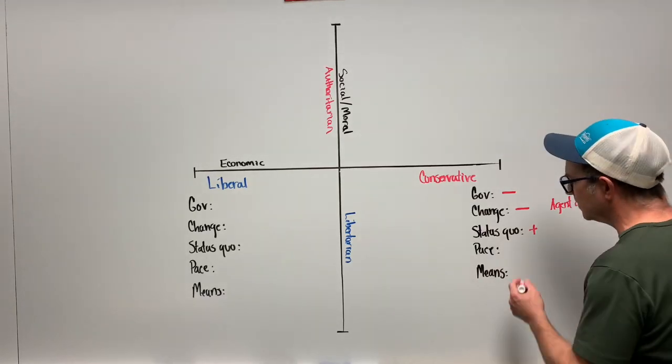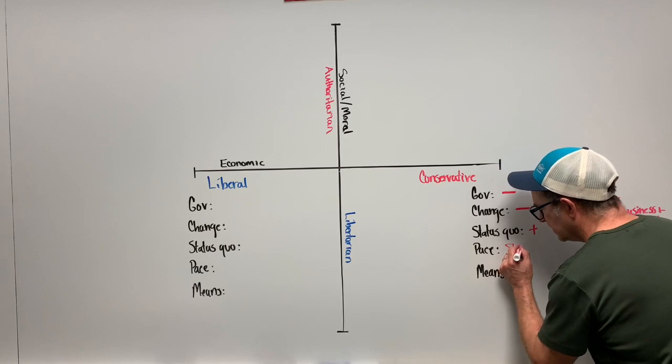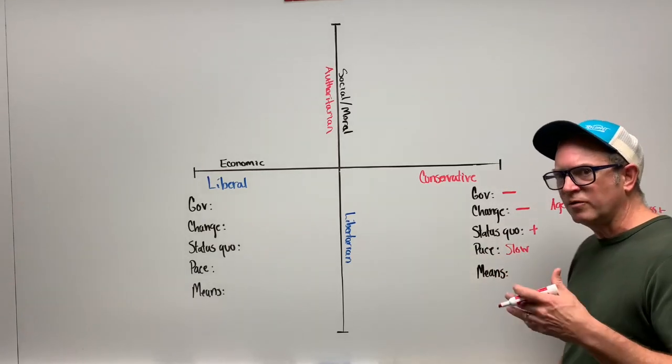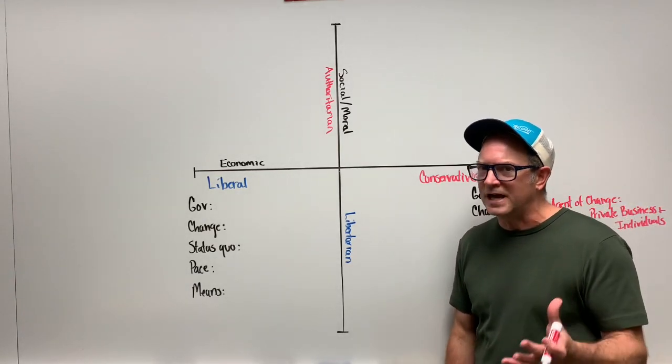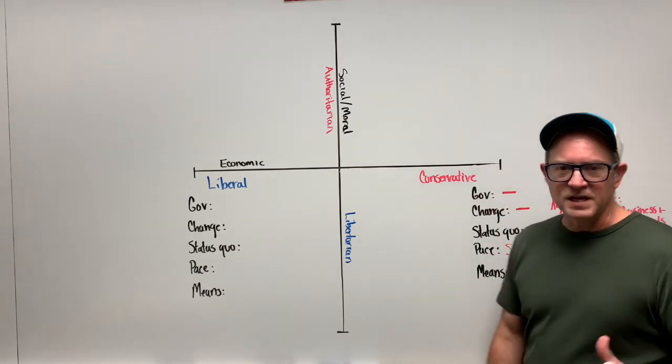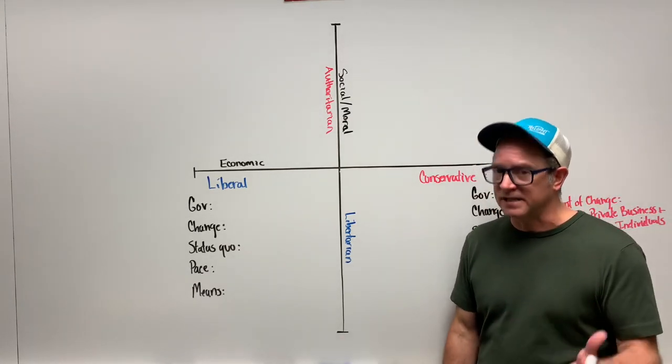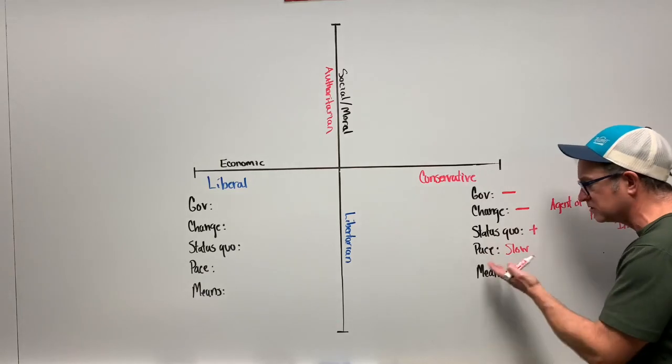Now, if change does need to occur, how fast should that change happen? If you're a conservative, you're going to say slow. We want it to be slow. We want it to be regimented so that we can control any impacts that might occur that we weren't predicting. Okay, so change should happen slow.